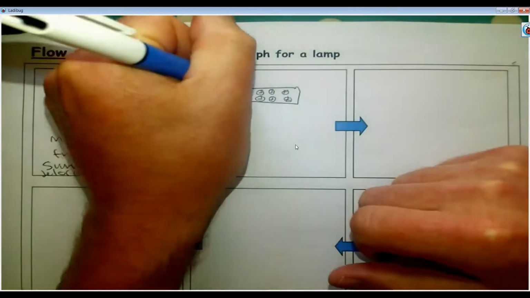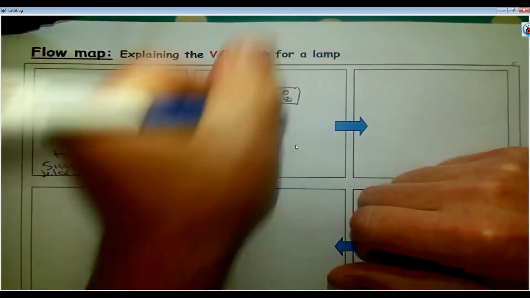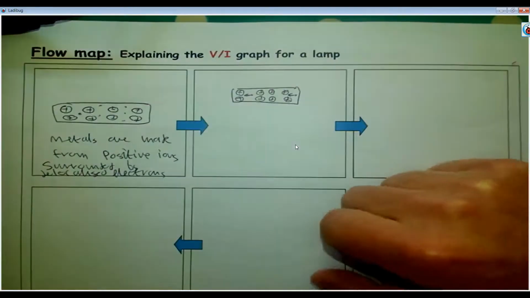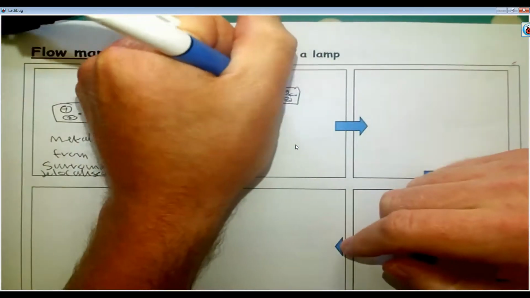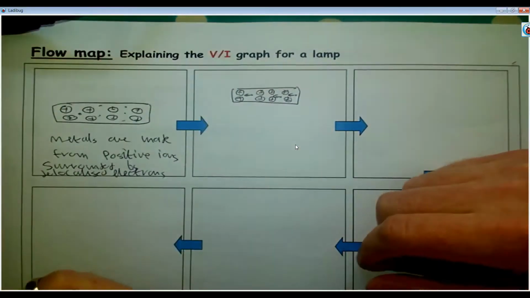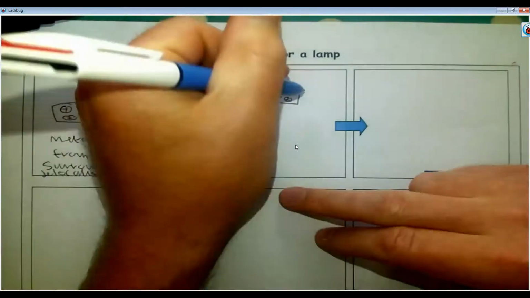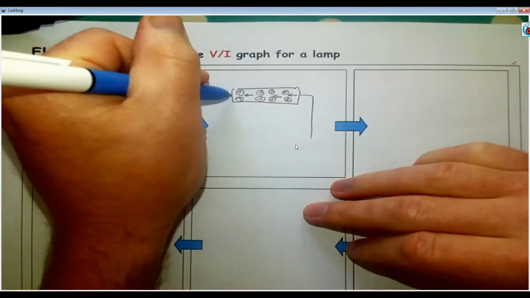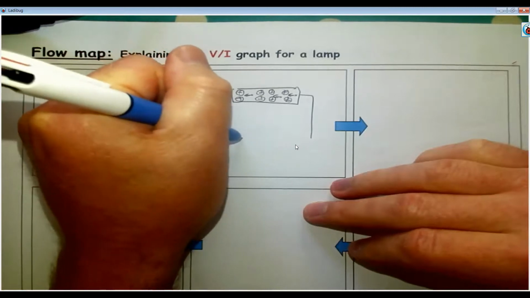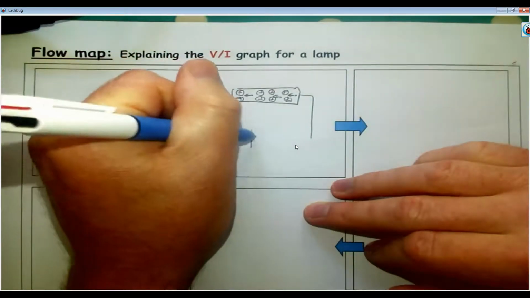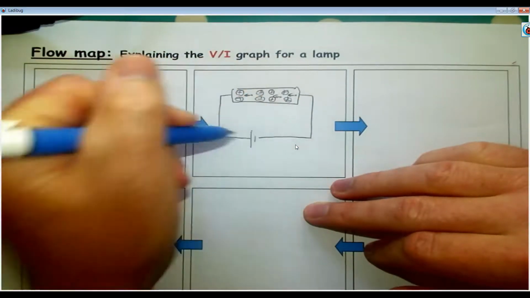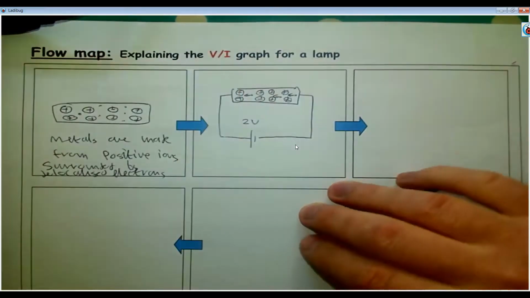And also that you show that these little dots, these electrons, are actually moving in between them. And that's our flow of charge or our current. And if we connect this up into a circuit, so we've got a battery or a power pack or something like that. So there's our symbol for a cell, and we're going to just say that's at 2 volts.